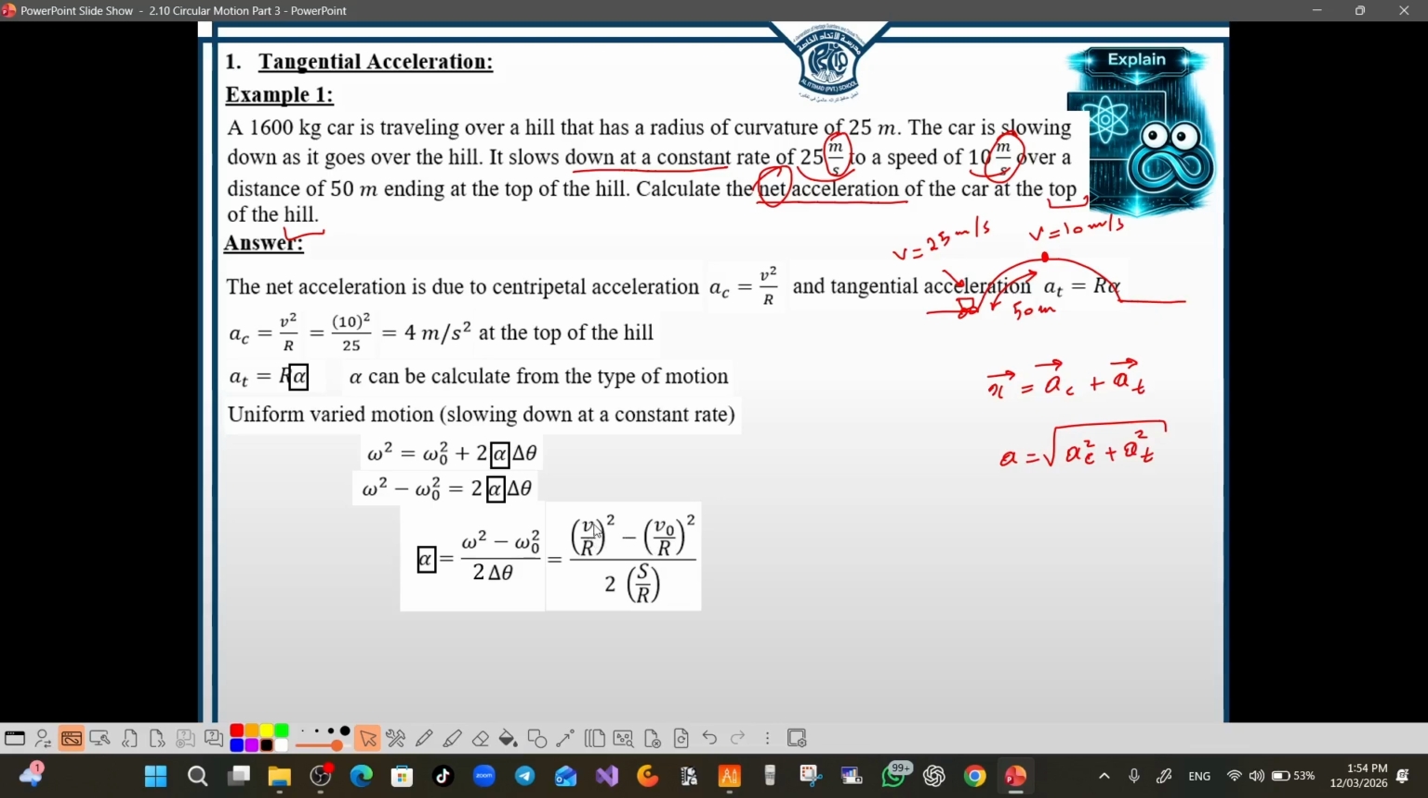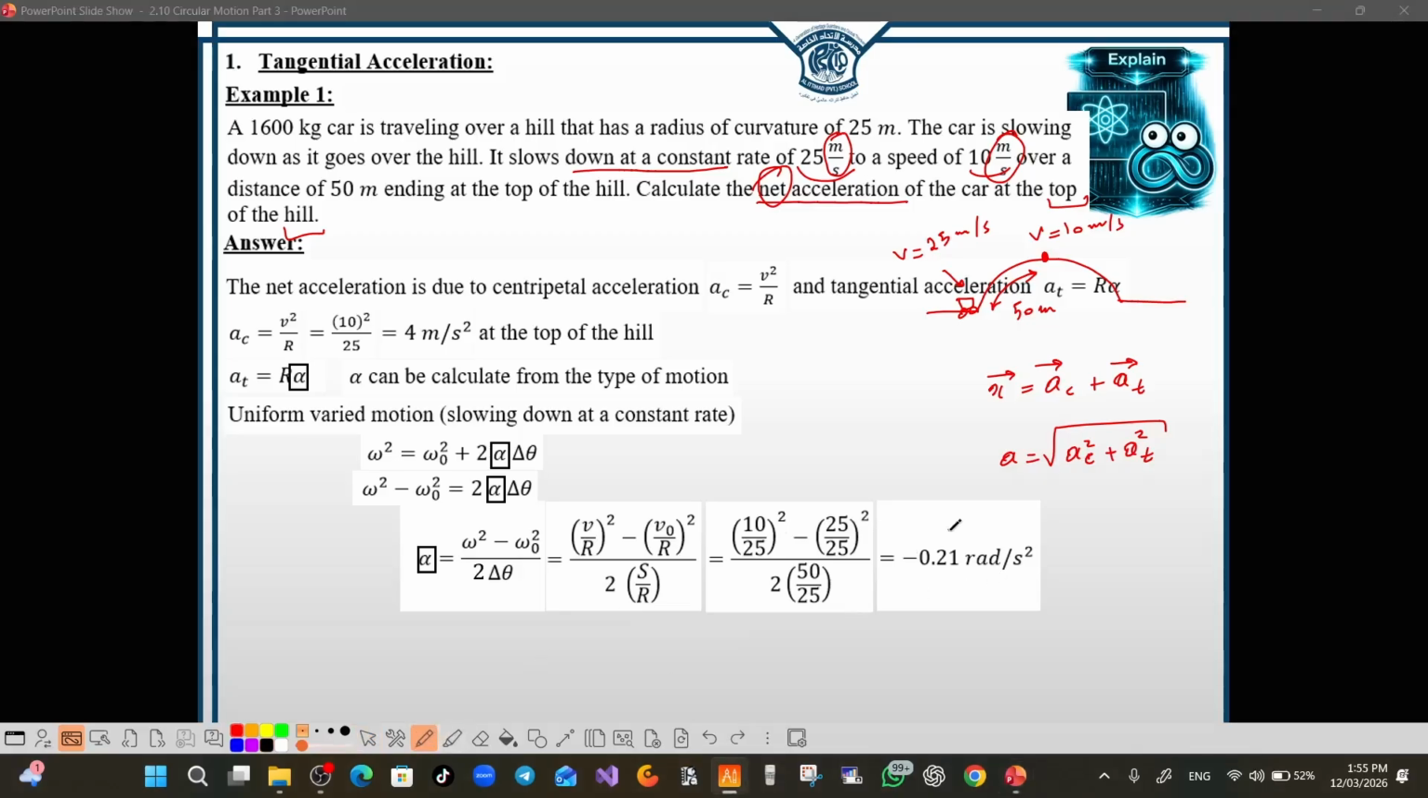So the answer is (V final over R) to the power 2 minus (V initial over R) to the power 2, over 2 times S over R, the distance over R. Now let's substitute everything that we know: the final speed, the initial speed, and the distance over the radius. And the answer will be alpha equals minus 0.21 radians per second squared. Remember, this is alpha, not the tangential acceleration.